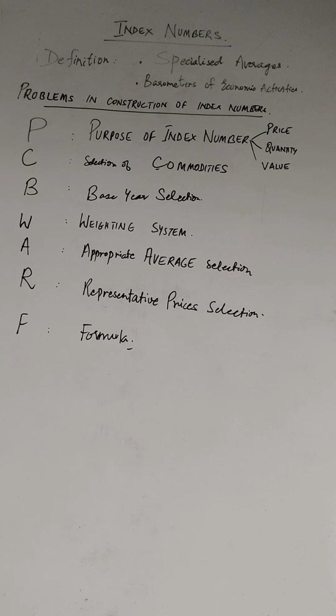So we're done with the purpose of index numbers. We've seen what commodities you should select, and the problem of selecting the base year and what has to be kept in mind. Now we are going to do the next one, which is the system of weighting. What weights should you take up?